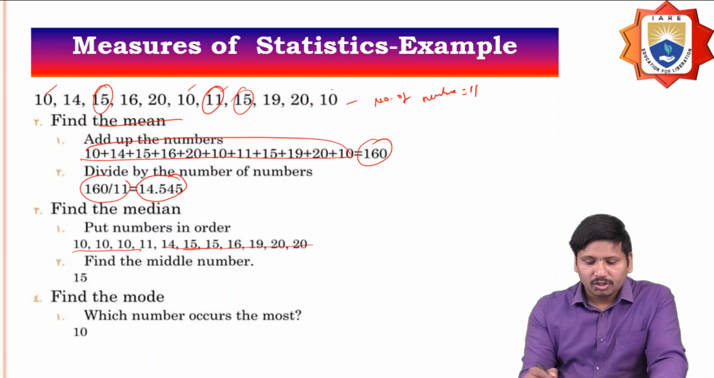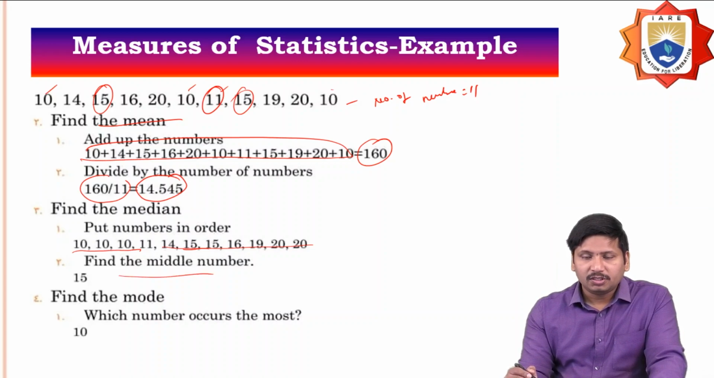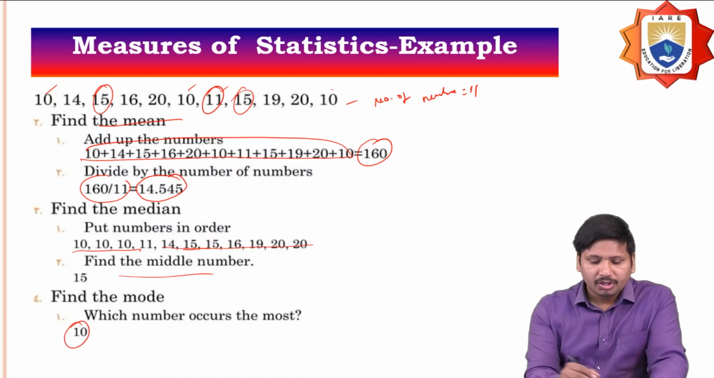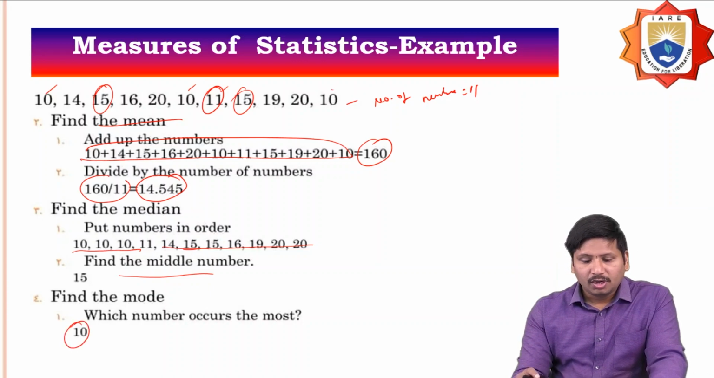Among these, the middle number is 15, so that should be the median of these numbers. And mode means the number that occurs the most number of times, which is 10 here, so that should be the mode of these numbers. So like this, we calculate the mean, median, and mode in statistics.